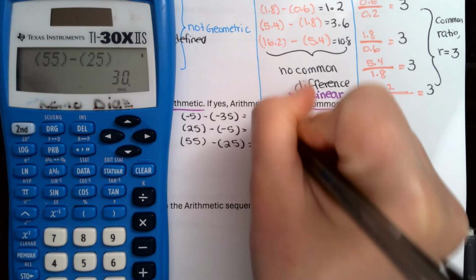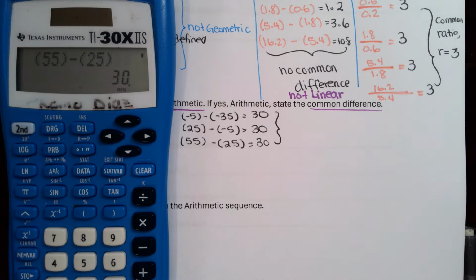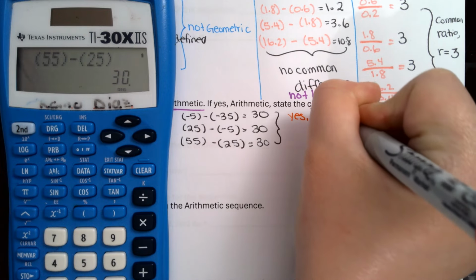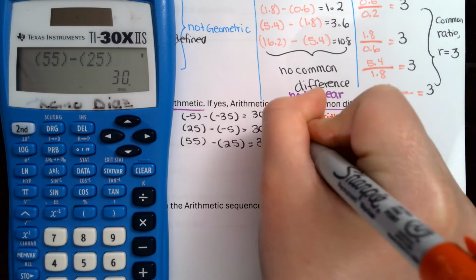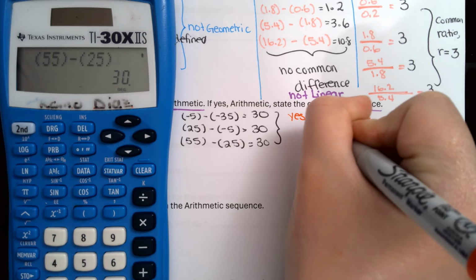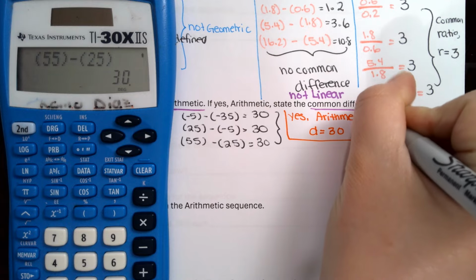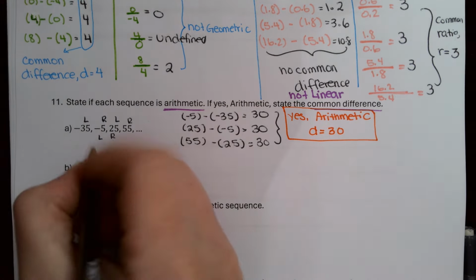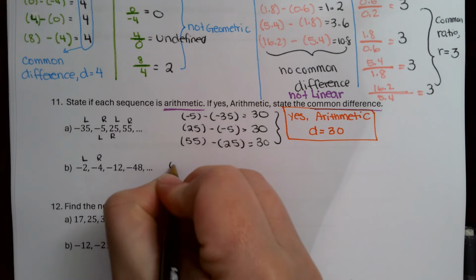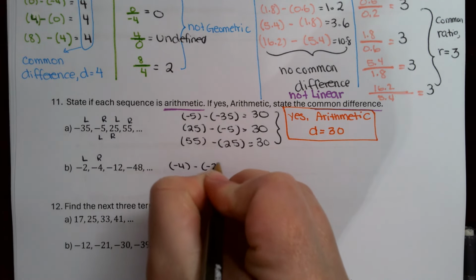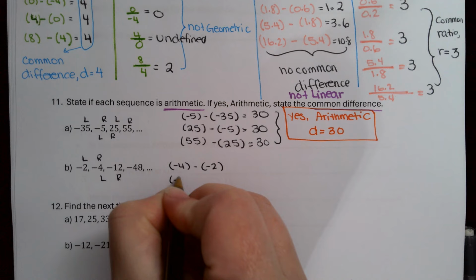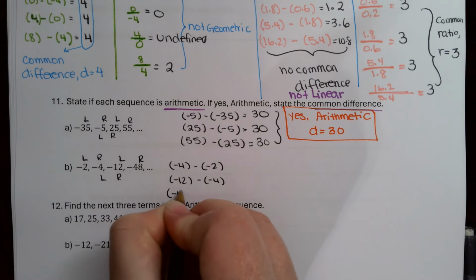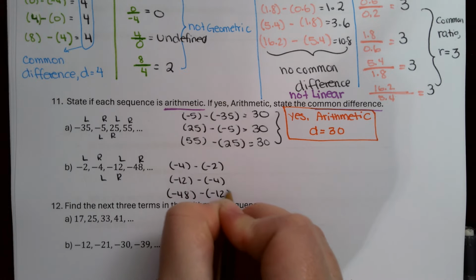It is. Okay, so how do we know this is arithmetic? Yes, arithmetic. Okay, how do we know? Because our common difference is 30. Okay, let's do the same thing for the next one. We take our right and our left. So we got -4 minus -2. Our right and our left, -12 minus -4. And the last one, our right minus our left, -48 minus a -12.